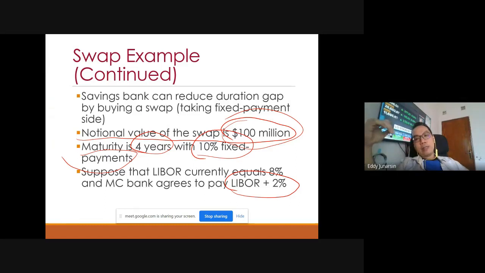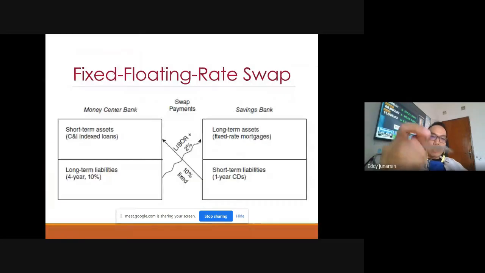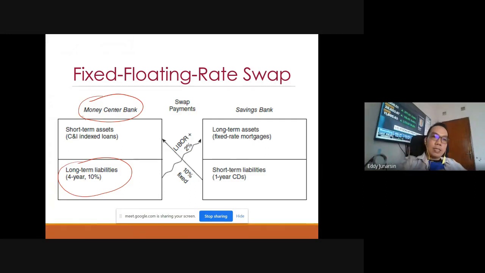So this is like the interbank interest rate of the US dollar denominated deposits in London. So LIBOR plus 2, that's the variable rate. And I think we have seen from the logic before, the money center bank right now is paying the fixed rate liabilities. They don't like it because their assets are making return in a floating or variable system. So they would be happier, more willing to pay the floating rate liability.